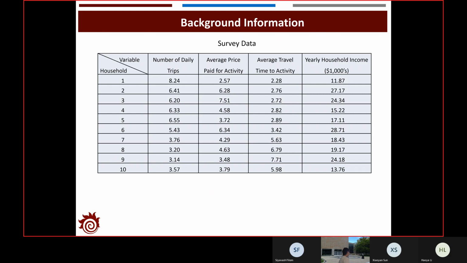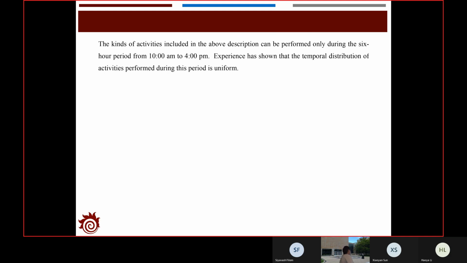With that, we can apply the linear regression model to identify the relationship between the number of trips and the three other independent variables. For the model, the kind of activity will still be the same thing, and it will happen between 10 a.m. and 4 p.m.